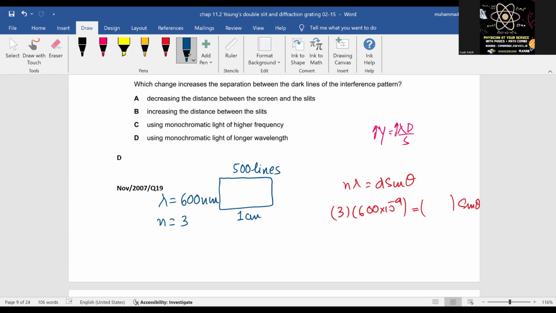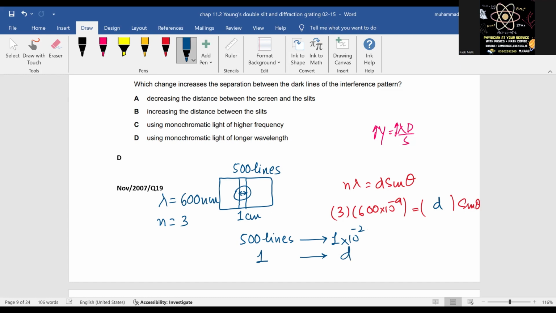Okay. So basically, let's assume that we have these two lines and a lot of lines similar to this one. But d is basically this distance, this one distance. So if the question says that we have 500 lines in 1 centimeter, or 1 exponent negative 2, then what will be that one distance length, which is d? This is just the cross multiplication.